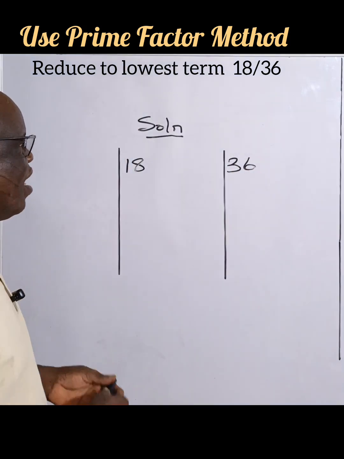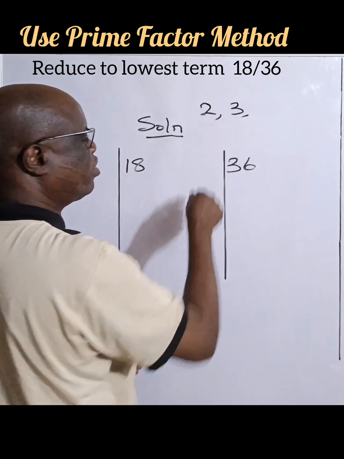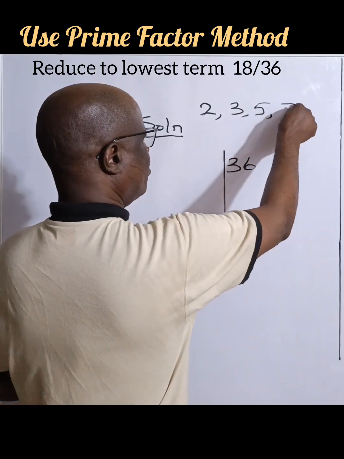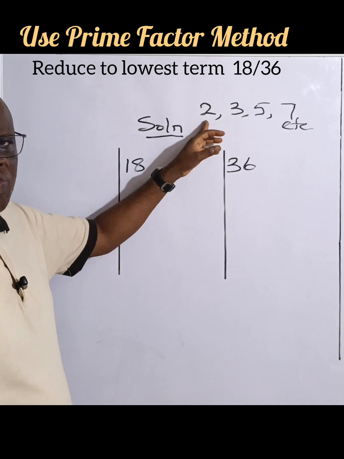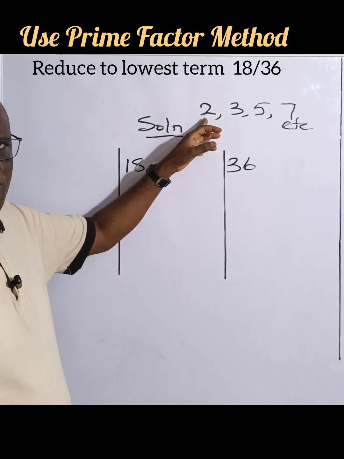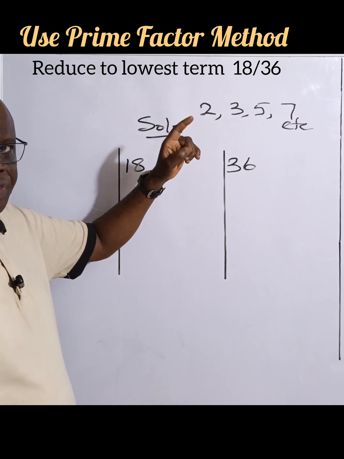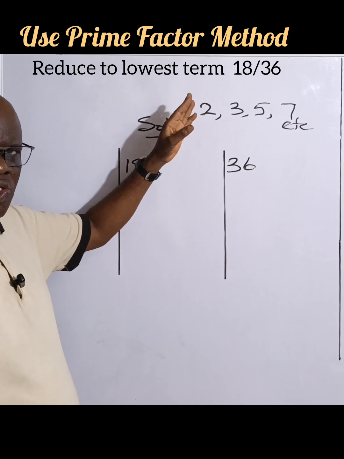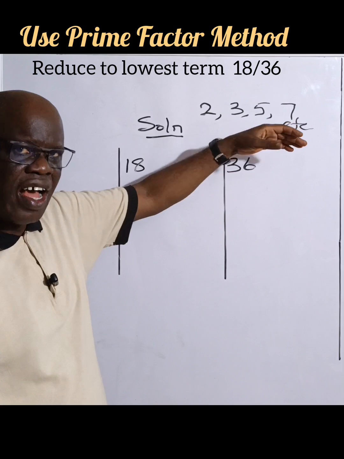Examples of prime numbers are 2, 3, 5, 7, and so on. They are prime numbers because they have only two divisors, 1 and itself. This number can be divided by 1 and by 2 only, or these two are the only factors, 1 and 2. The same thing with 3, 5, 7, and so on.